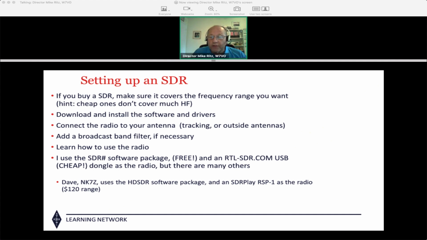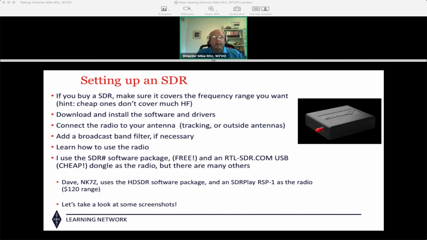Dave NK7Z, and I'm going to give you his reference in a bit. He is our Northwestern Division Director. He's assistant director in charge of RFI, and he has helped many of our amateurs here in the Northwest solve their RFI problems. He uses an HD SDR software package and what's called an SDR Play RSP1 as the radio. And the radio is about 120 bucks.